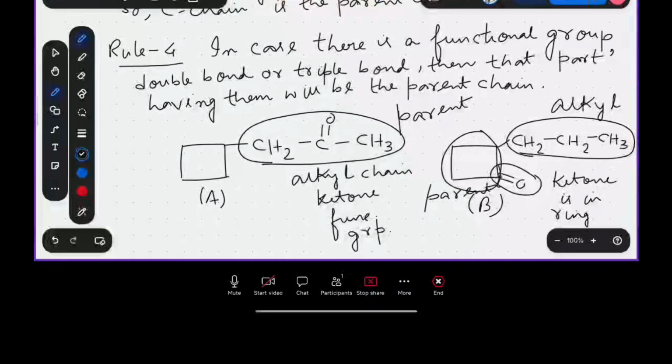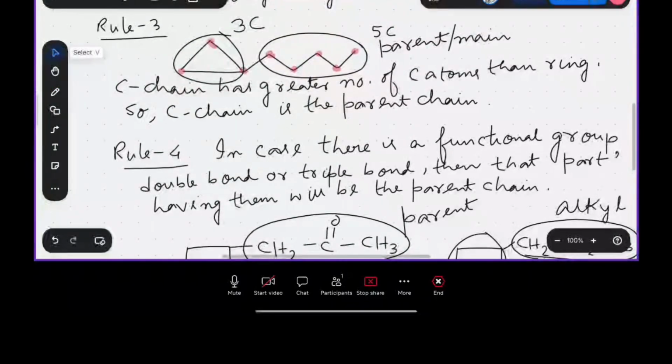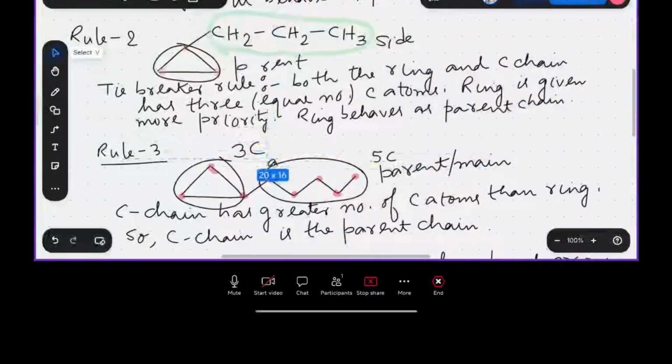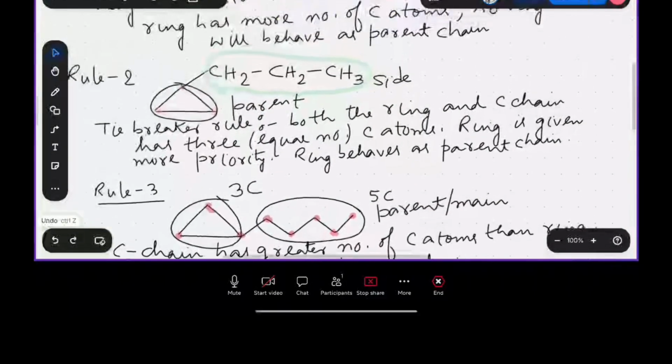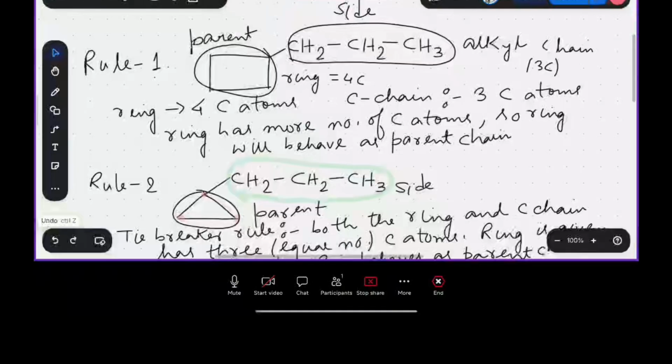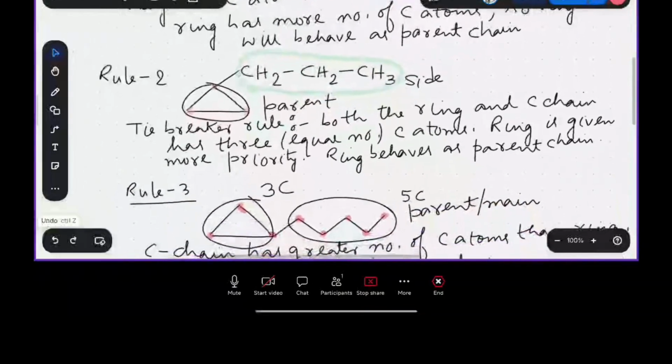The first rule, if I summarize, the first rule states that if the carbon atoms in the alkyl chain are less, the ring has more carbon atoms, alkyl chain has less carbon atoms, the ring behaves as the main or the parent part. Second rule, if both alkyl chain and the ring have an equal number of carbon atoms, then the ring gets more priority, the ring behaves as the parent or the main part.